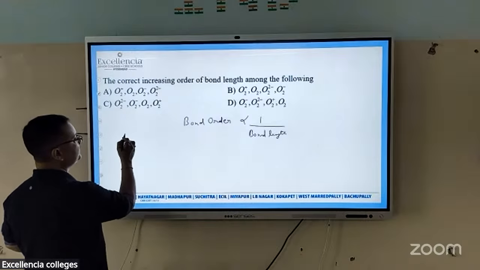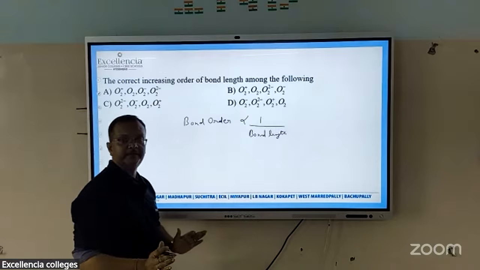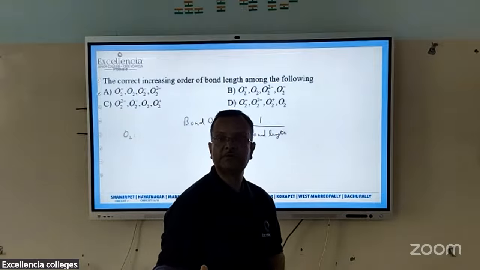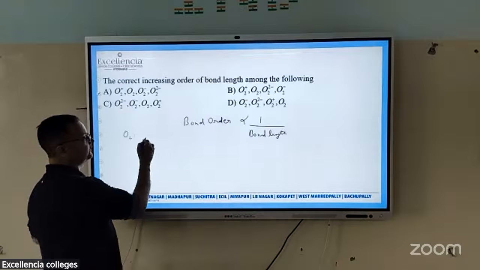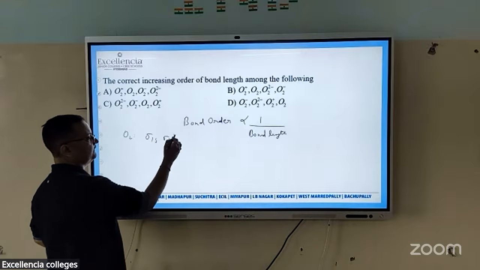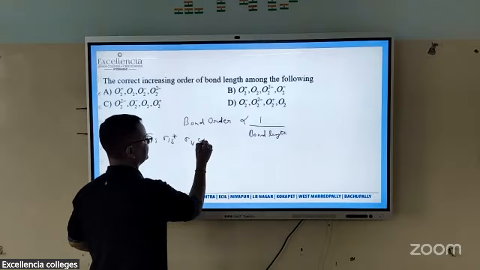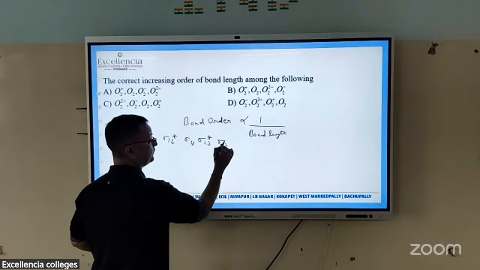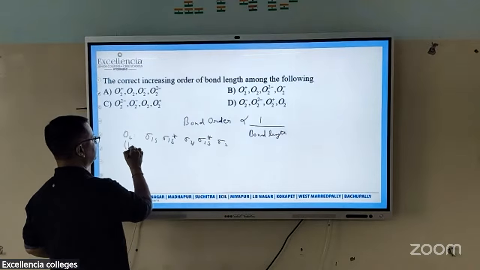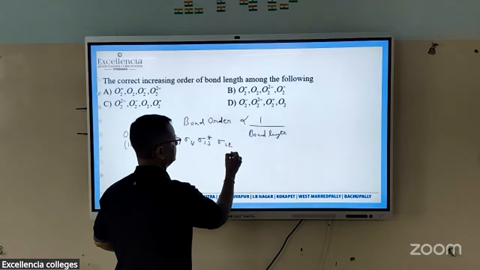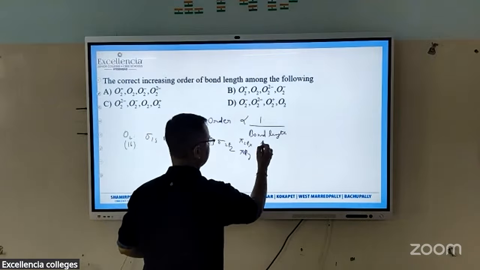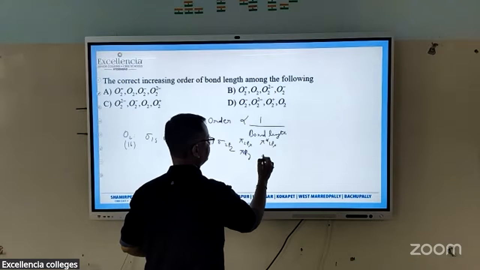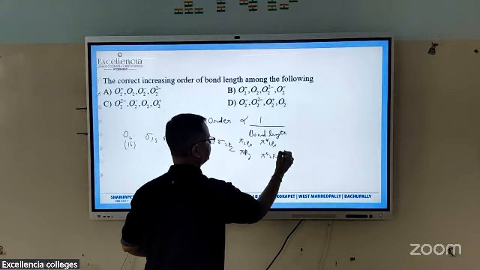Suppose we start with O2. We'll apply the molecular orbital configuration of O2. You know very well the molecular orbital configuration: sigma 1s, sigma star 1s, sigma 2s, sigma star 2s. For O2 we have 16 electrons. Then sigma 2pz, then pi 2px and pi 2py, then pi star 2px and pi star 2py, and then sigma star.